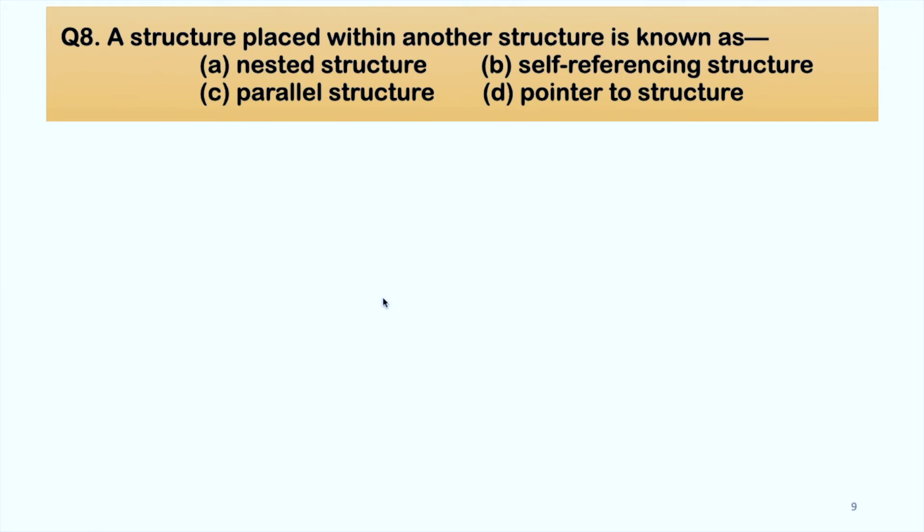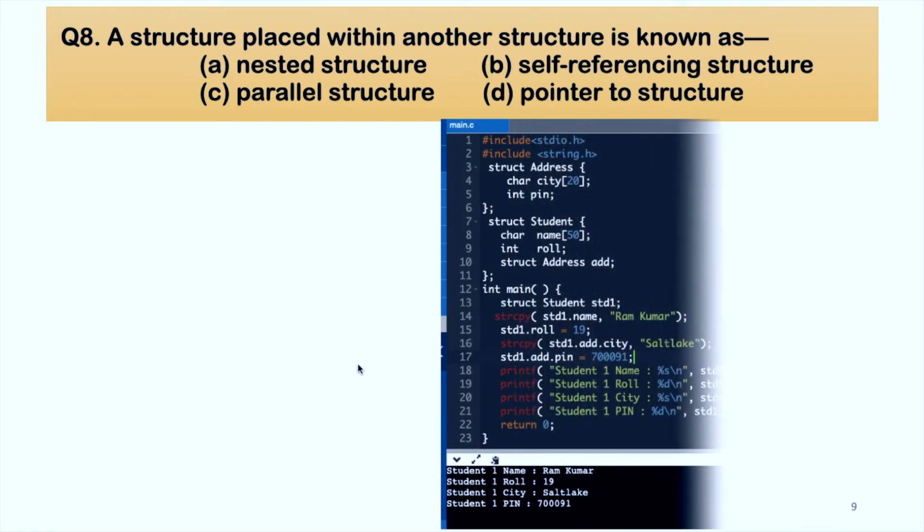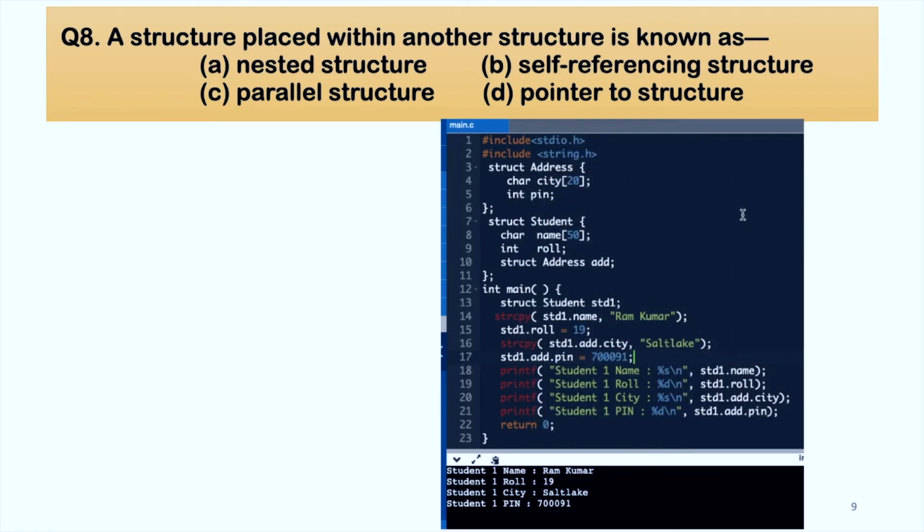A structure placed within another structure is known as, so this is actually known as a nested structure. But let's see an example. Suppose we have created a structure address which contains a character city name and an integer pin code. Then we have created a structure student, with character name and integer roll number. Then we have added the structure address add. Now this structure contains another structure variable, that is address.